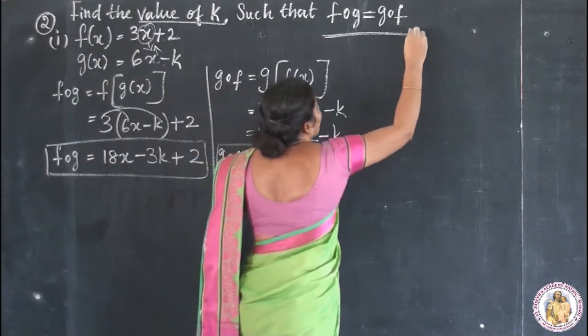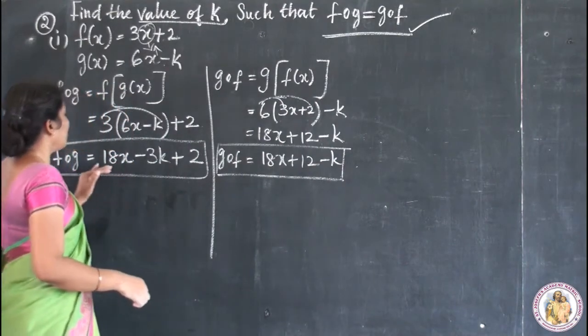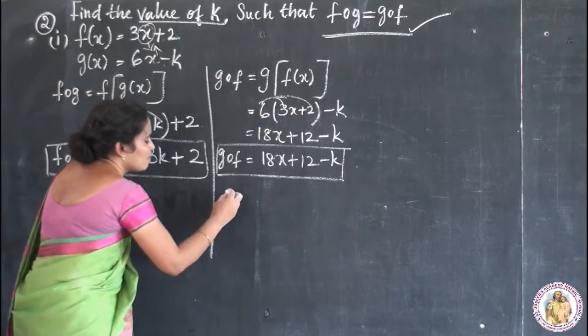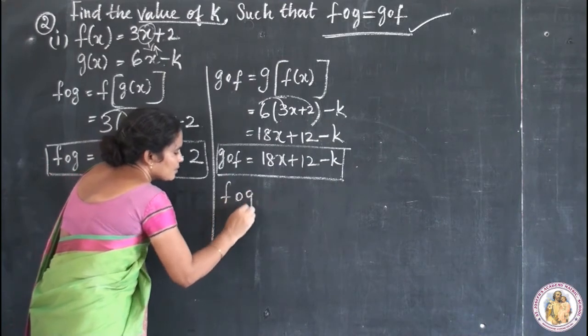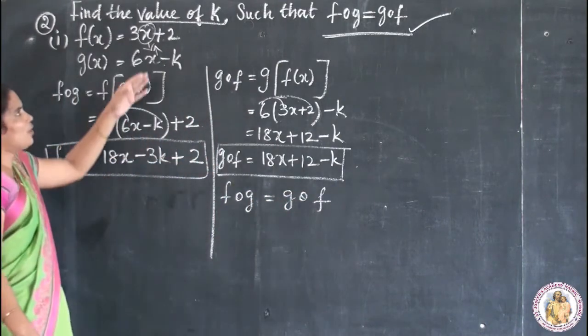In the question, it is given that f of g is equal to g of f. So you can make this equal: f of g is equal to g of f. Then only you can find the value of k.